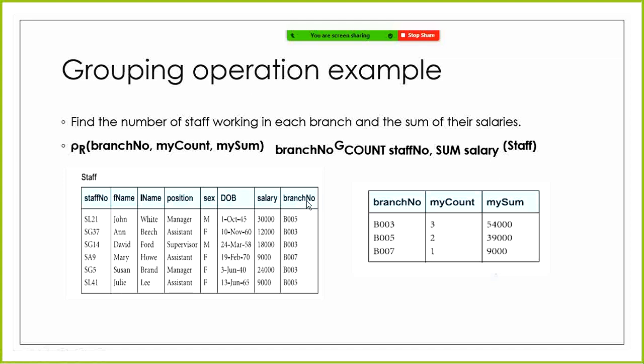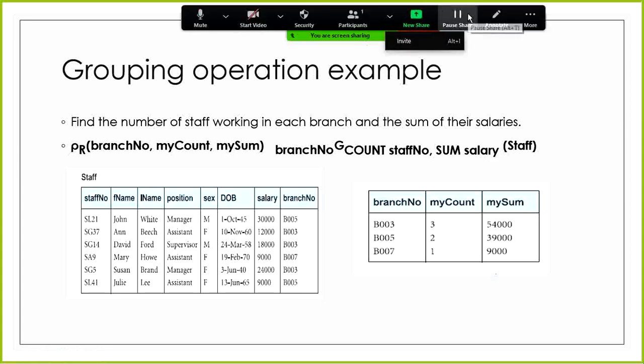belong to each branch. So here we have applied the rename operator and we have defined the column names in our result. Here we have to define the attribute for grouping. So we are grouping them together on the basis of branch number. First we have written branch number, then the aggregate operator, and then we have applied the aggregate operation on different columns, like we are counting staff number and we are finding the sum of salary from staff.